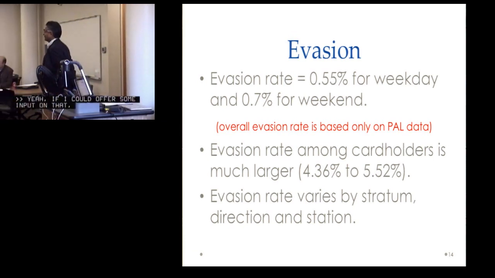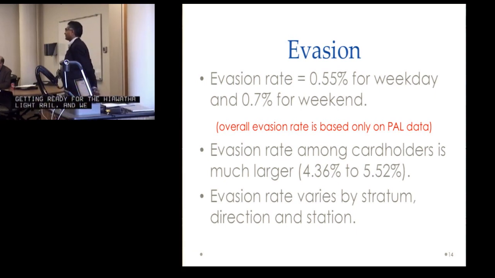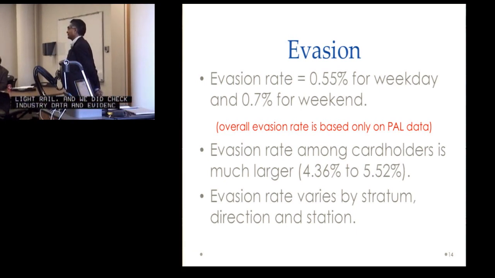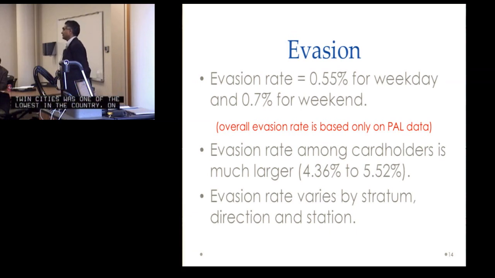Yeah, if I could offer some input on that too. I was chairman of the Regional Fare Committee at the time we were activating the Cubic system and getting ready for the Hiawatha light rail. We did check industry data and evidence from other areas, and we found two findings that led us to support and recommend the open access system. One is that evasion in the Twin Cities was one of the lowest in the country on the bus system already. We've got very honest people here, it appears at least. And secondly, the cost of maintaining a turnstile or barrier system versus the cost of lost revenue was a negative factor: we would spend more trying to control the access than what we would lose by having open access.